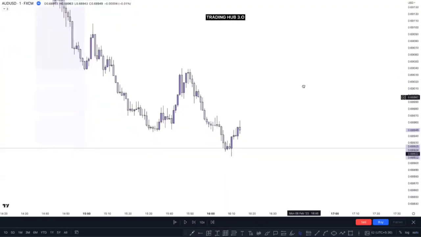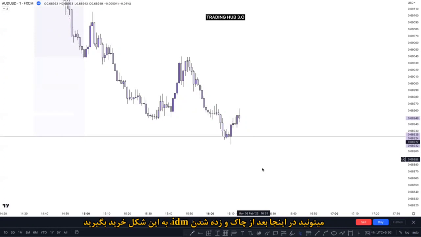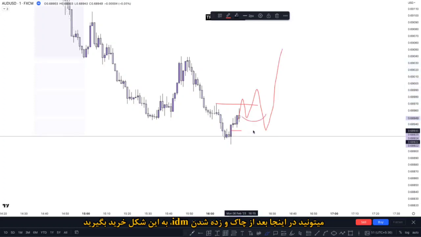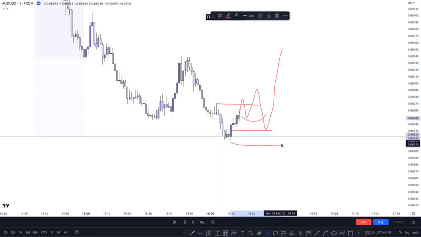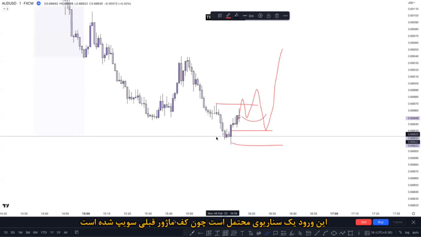Okay, and this is our 1 minute time frame. You can take entry after a change of character, which one is here, choch, and create inducement, and you can buy here like this. Right, so this is a possible scenario. Why? Because the previous structure taken out the low.